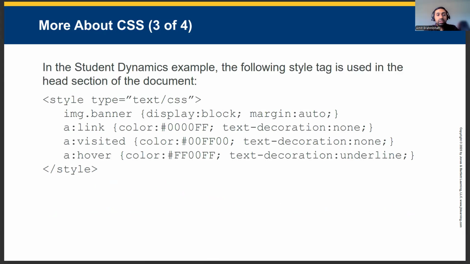This slide shows a set of CSS rules controlling layout and link behavior. For example, classes like .banner can control image alignment, and link states, visited, unvisited, and hovered, can each display differently.